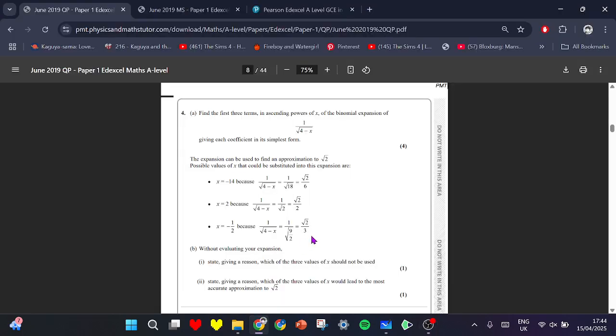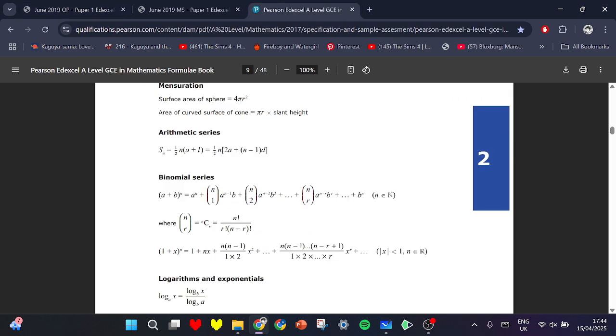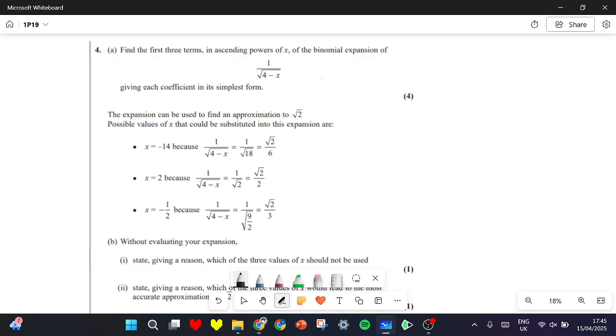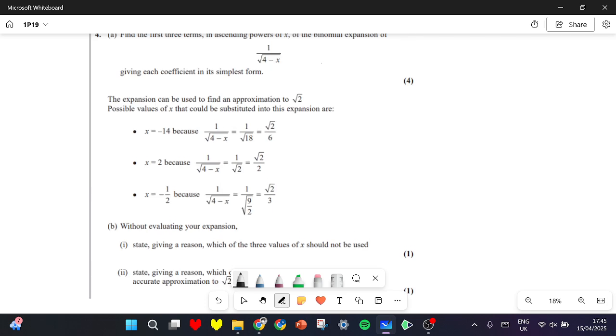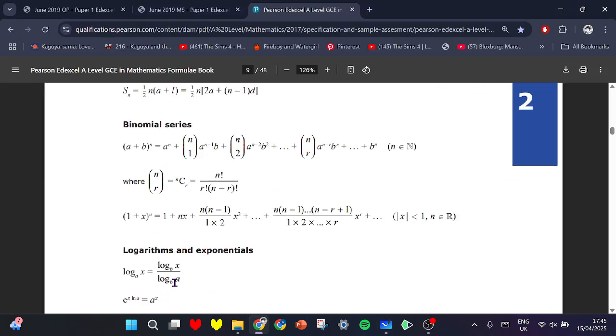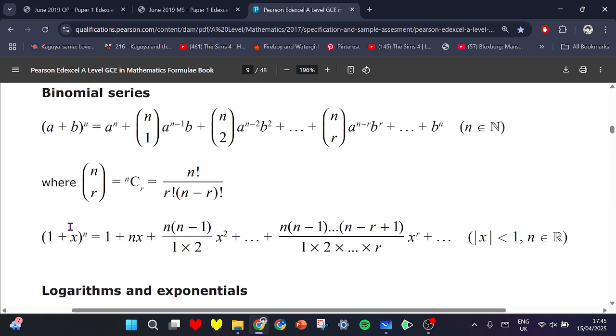Okay, so for question 4, this is a binomial expansion one, which is good because we can use the formula in the formula book, so you don't need to memorize anything for this. So finding the first three terms of that in ascending powers of x. Okay, so for this one, what you want to do first is rearrange it so that it's in the form 1 plus x to the power of n, right?